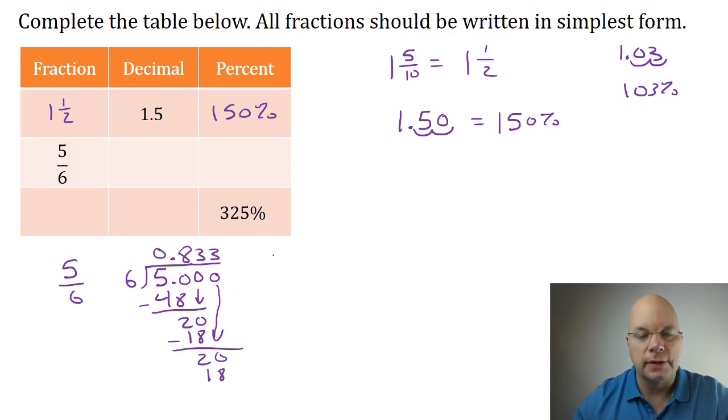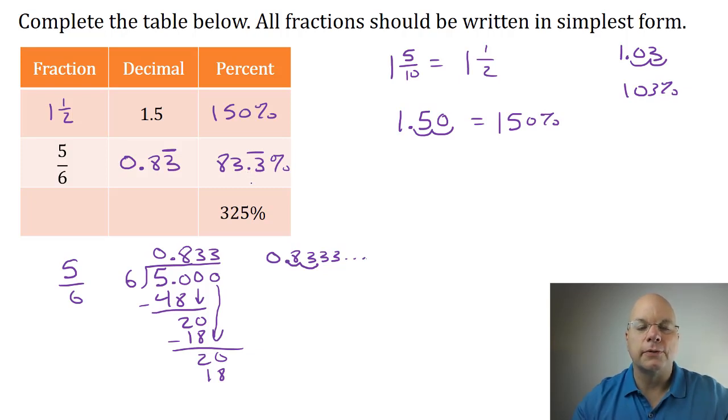So the decimal would be 0.8333, and the 3 goes on forever. So we can write that as 0.83 and put the bar notation above the 3 to indicate that the 3 repeats forever. If I were to convert this to percent form, I would need to multiply by 100, and that gives me 83.3% with the 3 repeating.